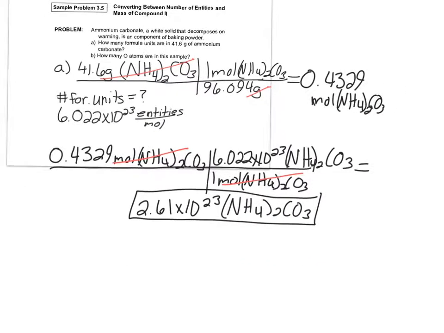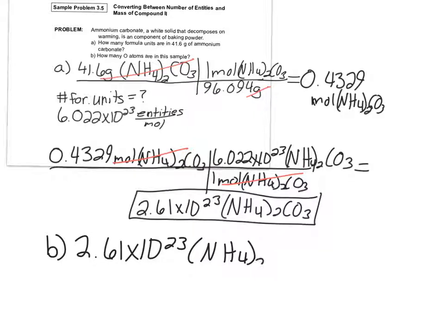B part says how many oxygen atoms do we have. So I'm going to start another T here. I know that I have 2.61 times 10 to the 23 ammonium carbonates. So how can I figure out from that information, because that's the last piece of information I've got, I have to ask myself, what conversion factor do I have that will get me from ammonium carbonates to oxygen?